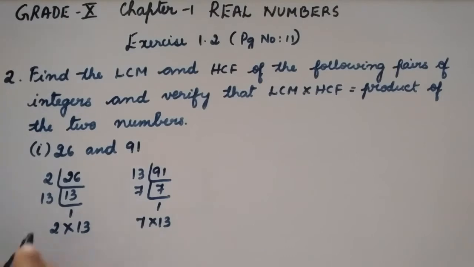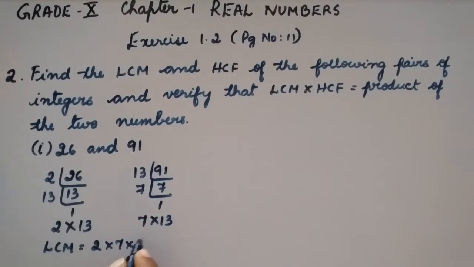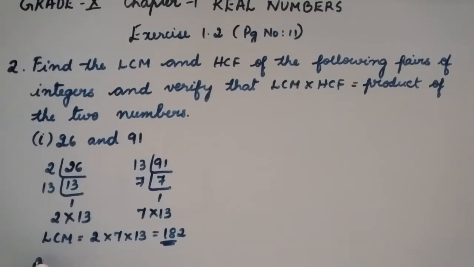Next, let us find the LCM. So LCM will be equal to 2 into 7 into 13, which will be equal to 182. Next is the HCF. So HCF is 13.